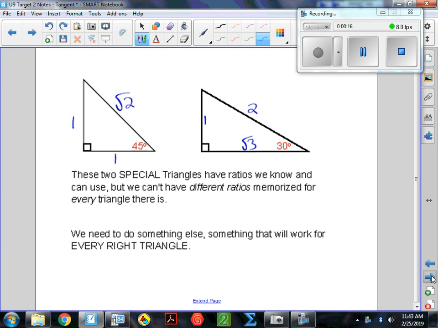So for our 45, 45, 90 triangle, remember that the sides have a ratio of 1, 1, square root of 2. For a 30, 60, 90 triangle, we know that our sides have a ratio of 1, square root of 3, and 2. But we need to be able to work with every angle measure, not just 30 degrees and 45 degrees, or not just 60 degrees. We need decimal angle measures as well, and so we need to be able to do something different.